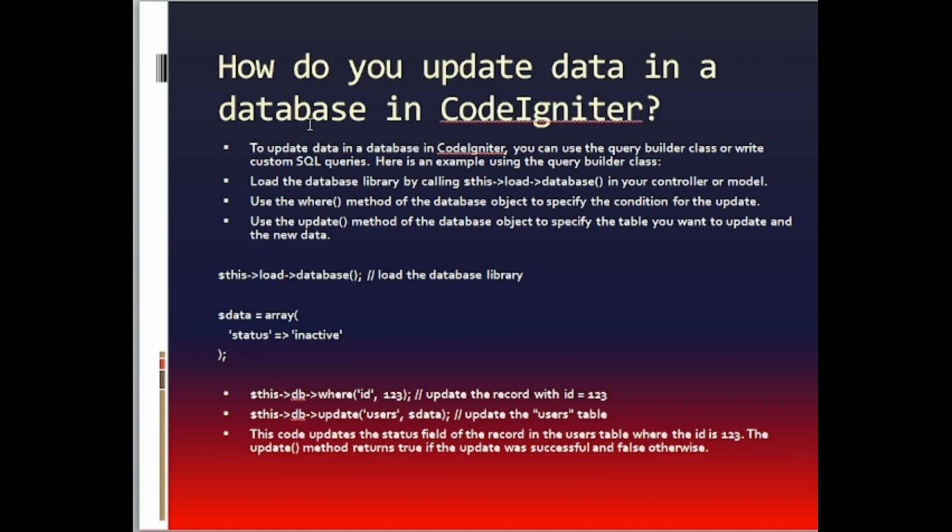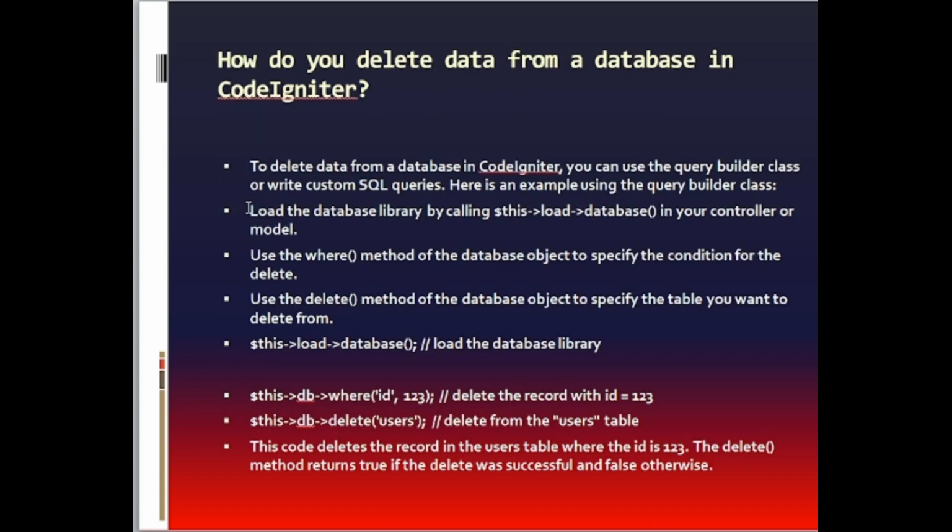And how do you update data in the database in CodeIgniter? To update data in a database in CodeIgniter, you can use the query builder class or write custom SQL queries. Here is the example. How do you delete data from the database in CodeIgniter? To delete data from the database in CodeIgniter, you can use the query builder classes or write custom SQL queries.